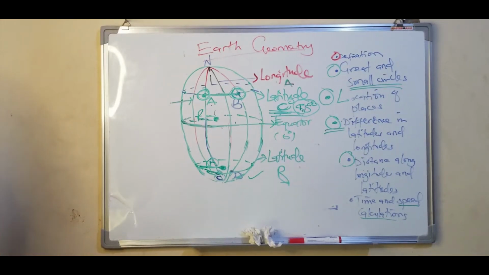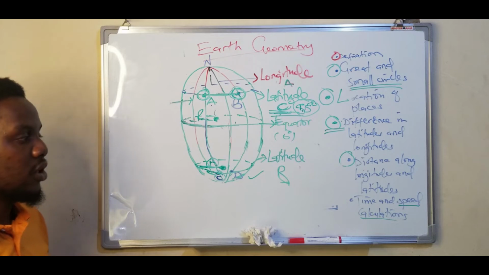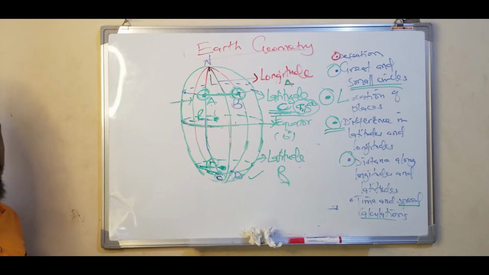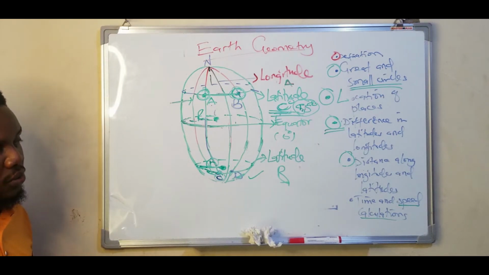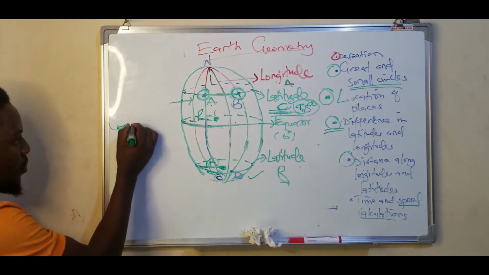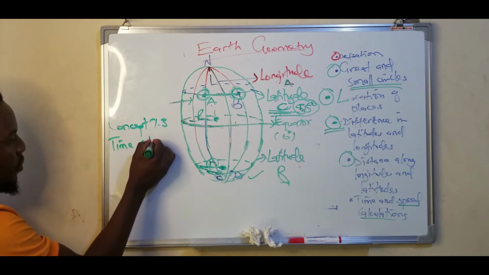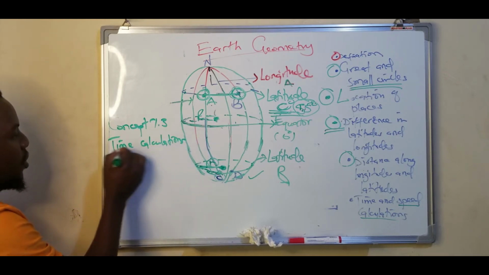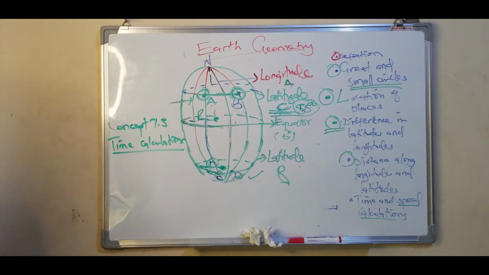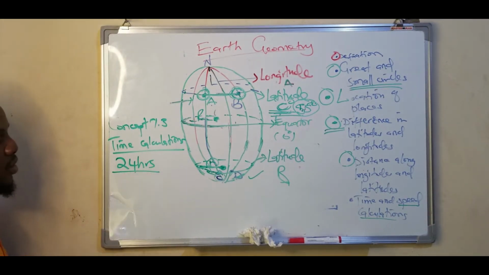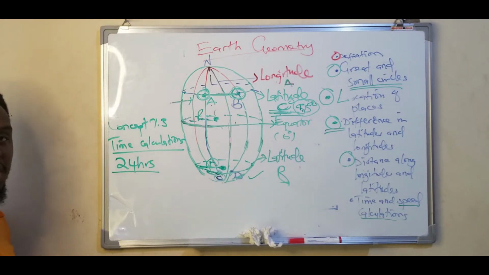Okay, so now that we have talked about the distance along longitudes and distance along latitudes, which I'll explain much more with a practical example in the next video, we're now going to talk about concept 1.3, which is time calculation. Now, what you need to know about time is that the Earth rotates around this axis for 24 hours to make one day.